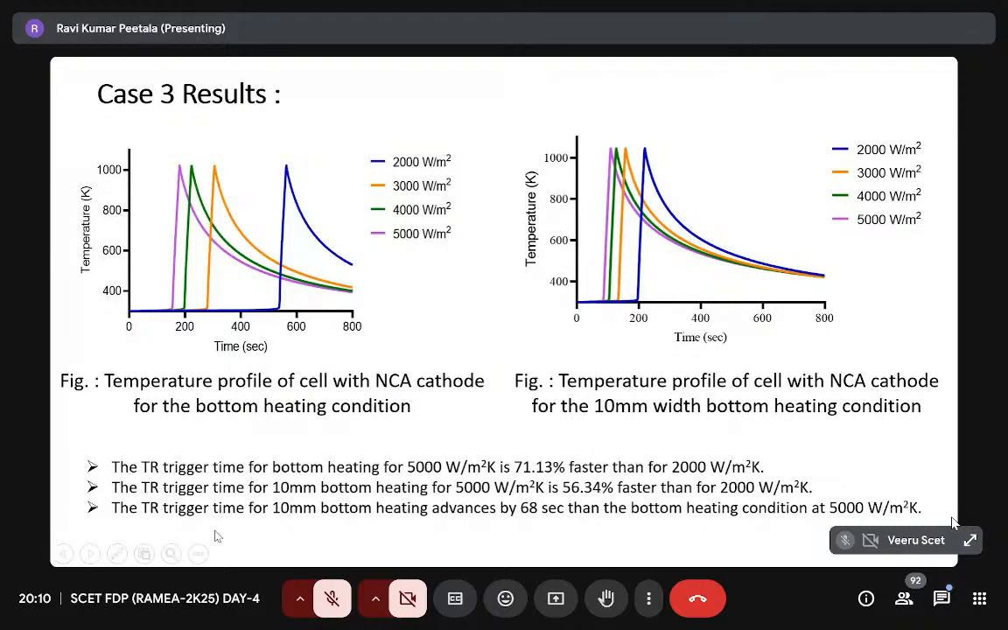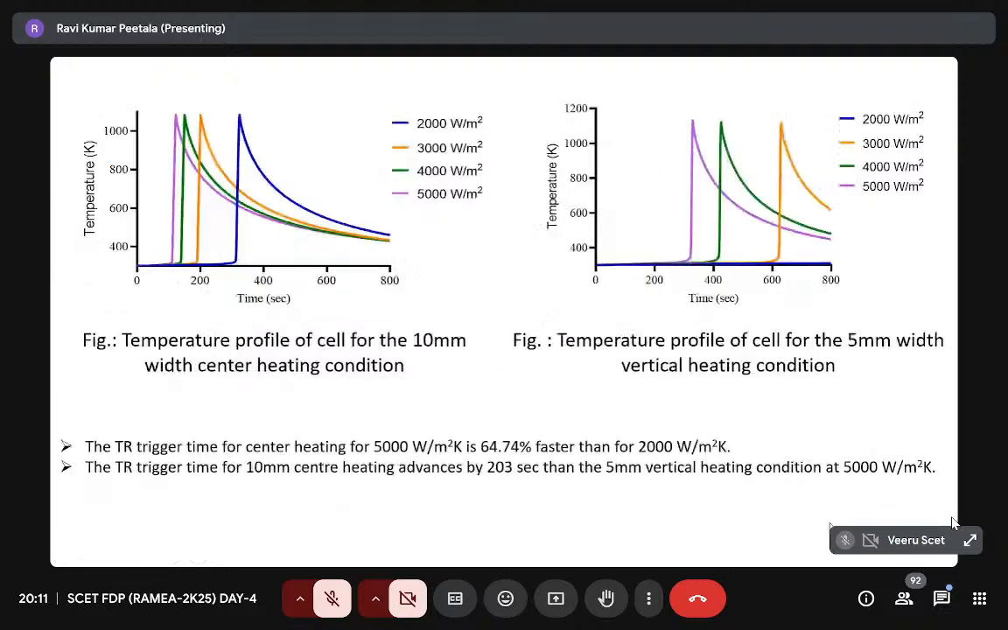So as the trigger time, the thermal runaway trigger time for 10 mm bottom heating advance reaches about 18 seconds earlier than the bottom heating. Earlier means the bottom heating condition at the 5000, which is faster than the previous.